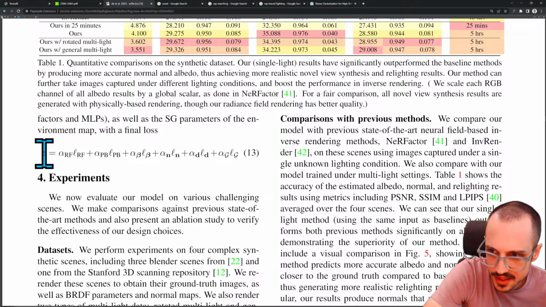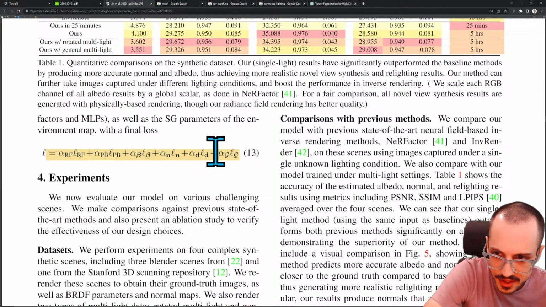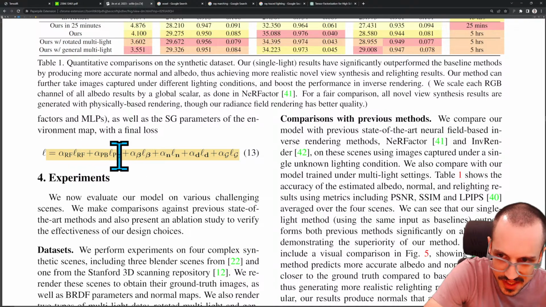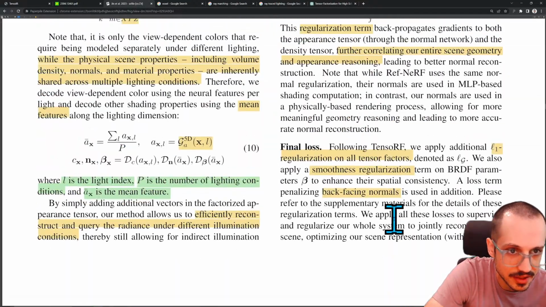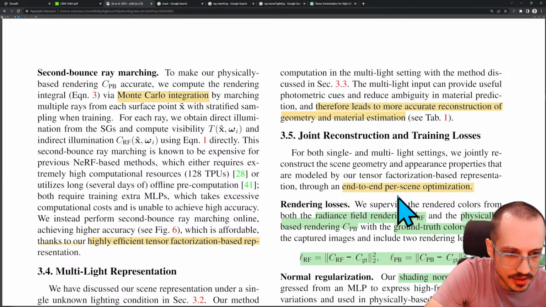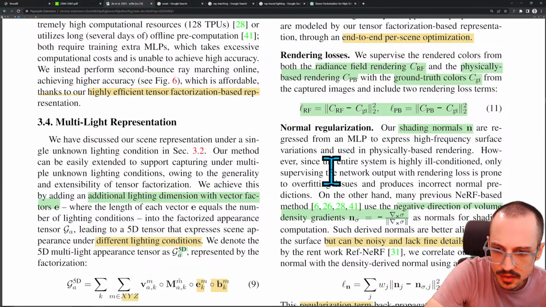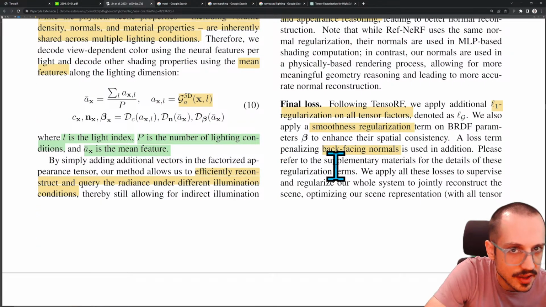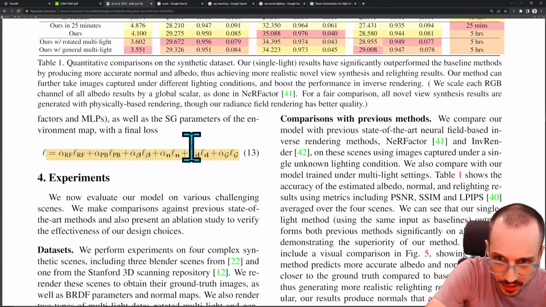So the loss is all of this. This is the actual final loss, which is the combination of all these different losses here. You have the radiance field loss, you have the physically based rendering loss, you have the material property smoothness loss, you have the loss for the backward facing normals, you have the loss for what is LD. LD, we don't know what LD is. Okay, one of these losses, I already forgot what it is, but LD and then LG.